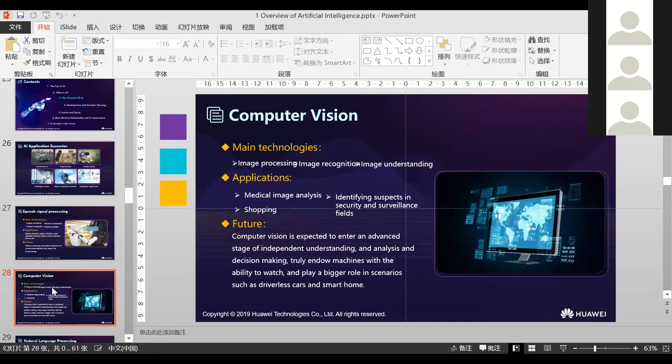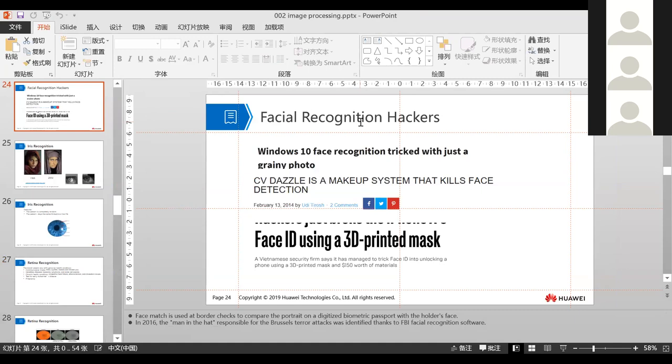And so computer vision is another subtopic of artificial intelligence applications, and some subtopics of computer vision are image segmentation, content understanding, image classification, and so on. The most typical application in computer vision, of course, is face recognition or facial recognition. And of course, facial recognition has a lot of problems, and here are a lot of titles about face recognition. For example, the face recognition hackers.